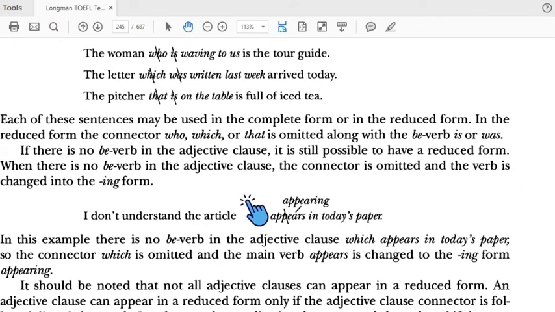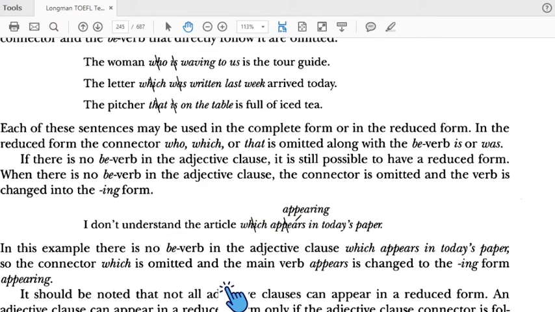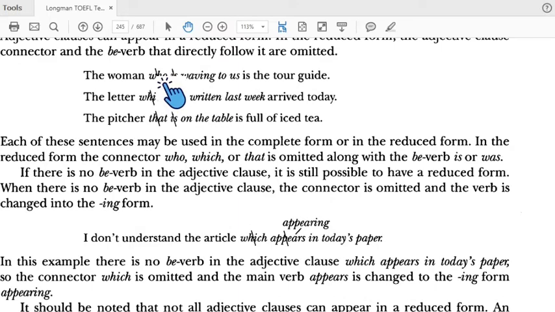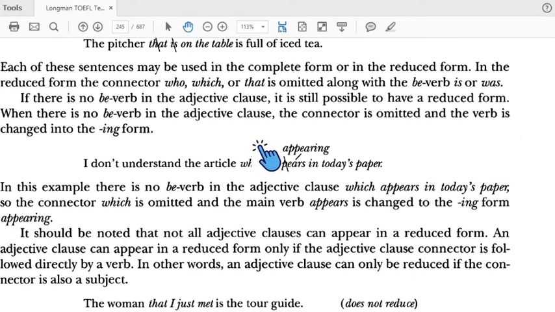Another example. Okay, if in the sentence there is a connector and there is a be, we erase these. But if the sentence has a direct verb, there is no be. We change the verb to -ing. So: I don't understand the article which appears in today's papers. If we want to reduce this one, we erase the connector, but we change the verb to -ing, so the sentence becomes: I don't understand the article appearing in today's paper.